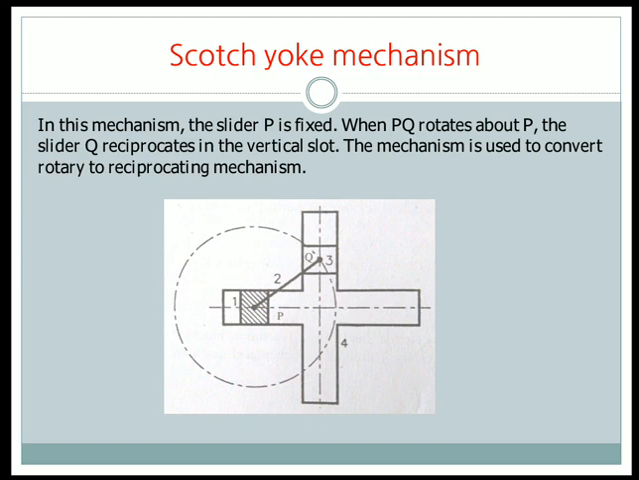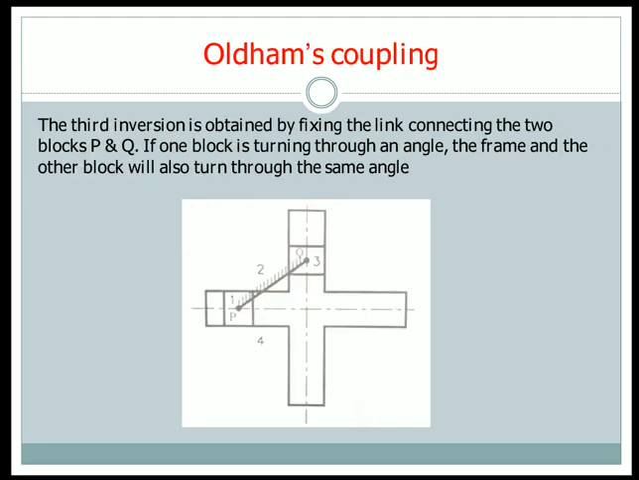So you can use this mechanism to convert rotary motion to reciprocating motion. You can see the figure here. The last inversion is the Oldham's coupling. It is obtained by fixing link 2 connecting the two blocks P and Q. You can see from the figure that link 2 is fixed. This link 2 connects slider 1 and slider 3, or blocks P and Q.